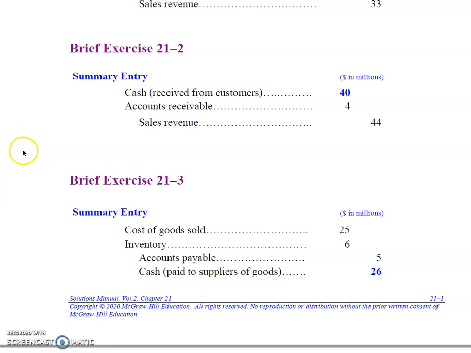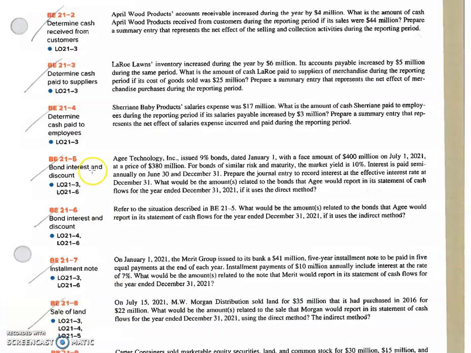Okay, students, we're back and we're going to start with brief exercise 21.3. So let's go to the problem. Leroy Lawn's inventory increased during the year by $6 million.